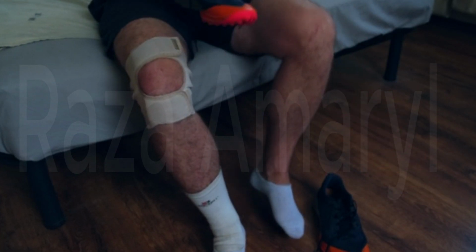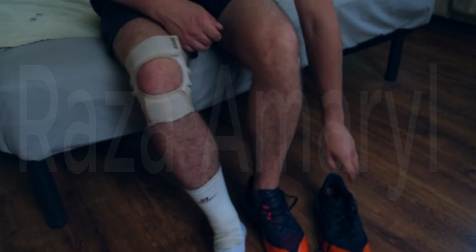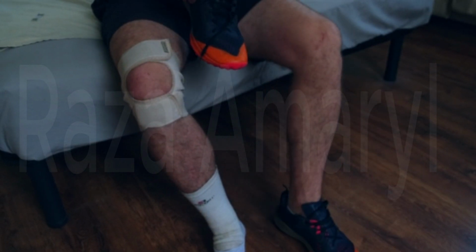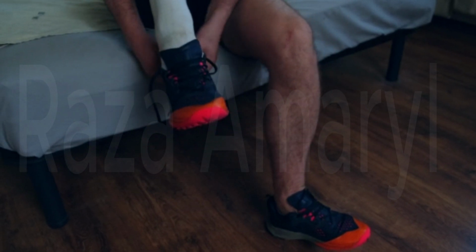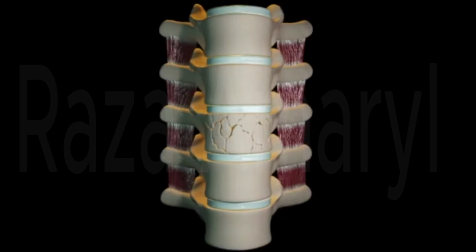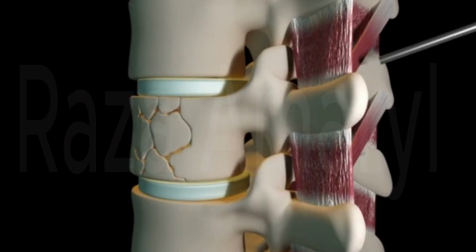9. Avulsion fracture. This occurs when a small piece of bone breaks off due to the forceful pulling of a tendon or ligament attached to the bone. 10. Compression fracture. This type of fracture is common in the spine, where the vertebrae collapse or become compressed, often due to osteoporosis or trauma.